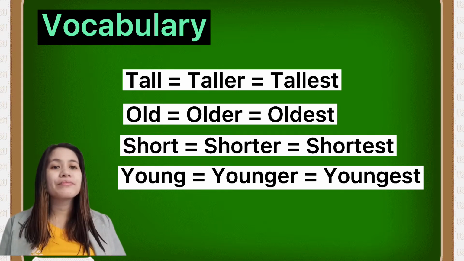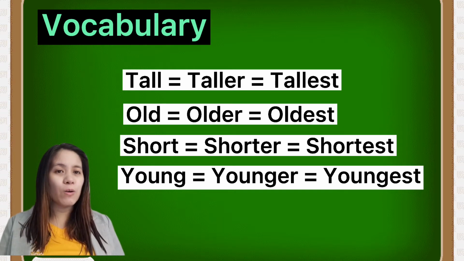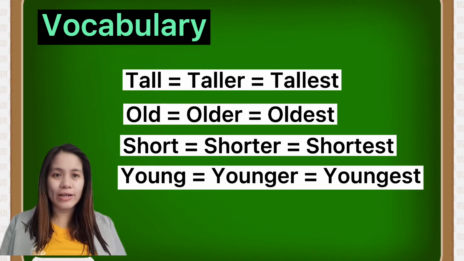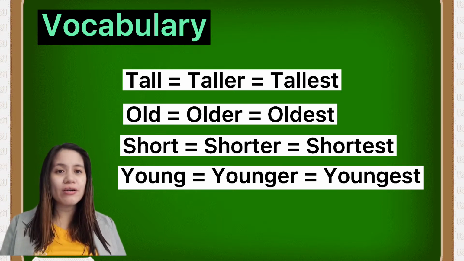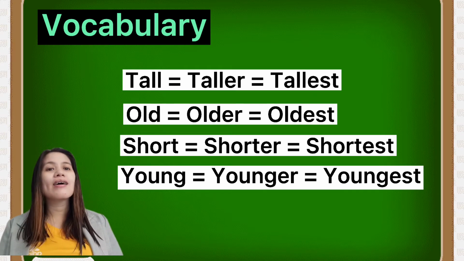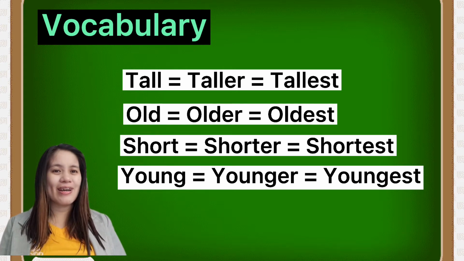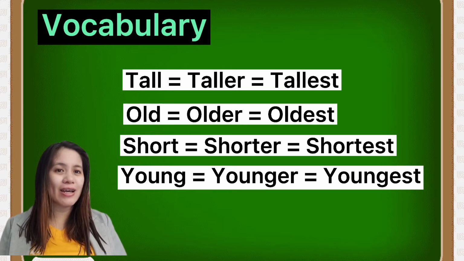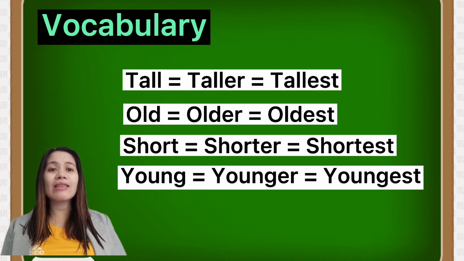Okay, let's repeat. Tall, taller, tallest. Old, older, oldest. Short, shorter, shortest. Young, younger, youngest. Okay, it's very easy, right? Do not forget it is comparative and superlative.